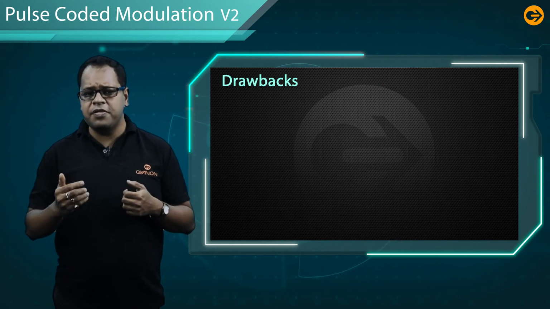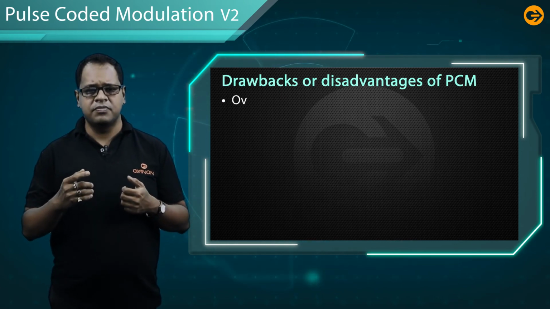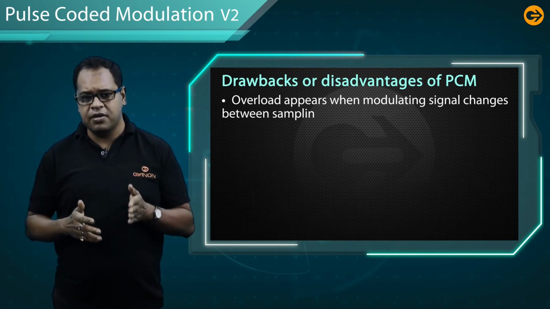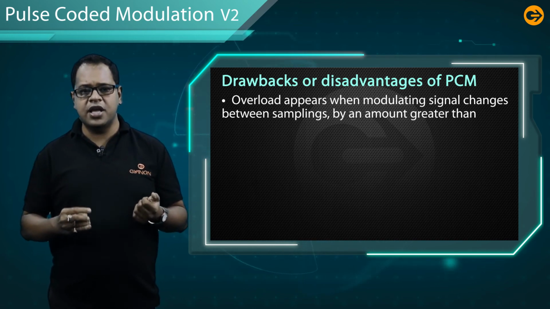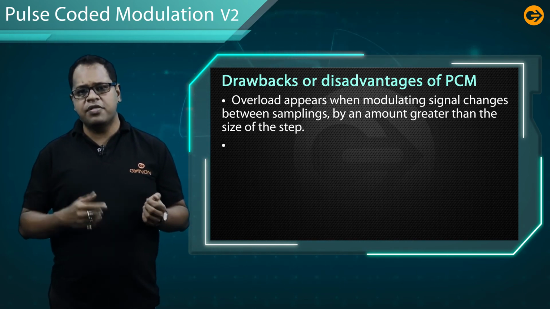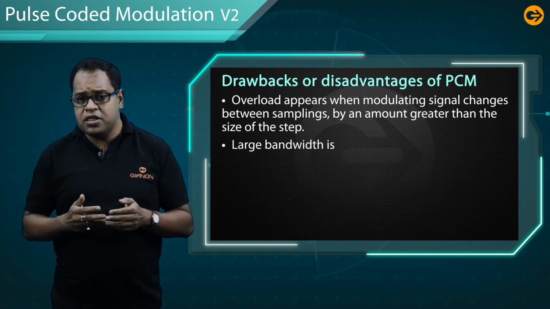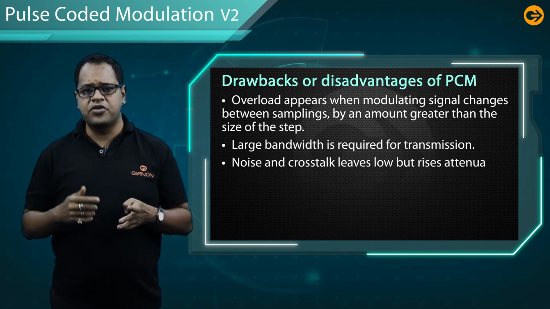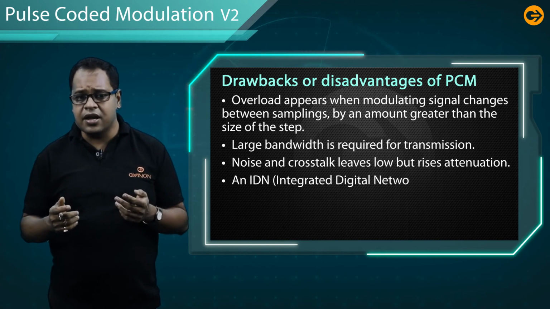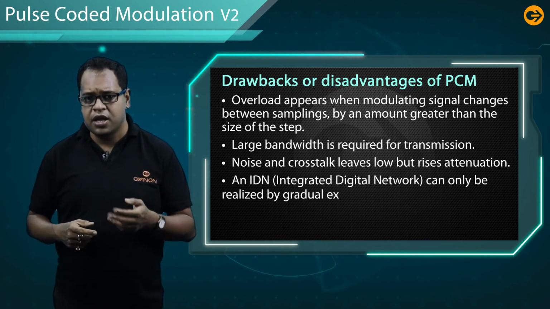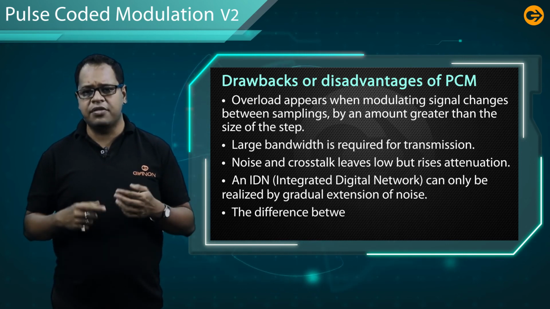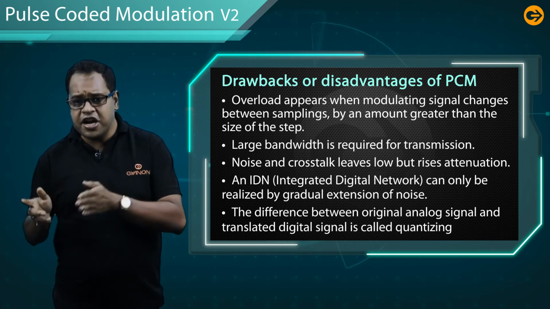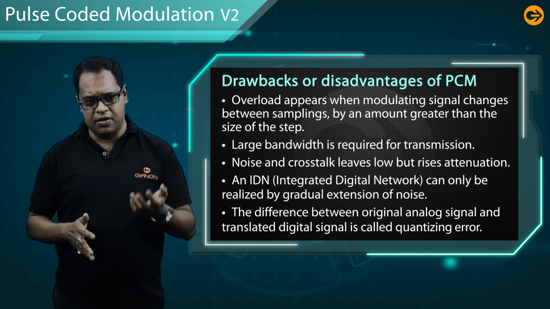Then what are the drawbacks of PCM? Overload appears when the modulating signal changes between the samplings by an amount greater than the size of the step. I think we have discussed this topic earlier. Large bandwidth is required for transmission. Noise and crosstalk are low but rise with attenuation. An IDN, that means integrated digital network, can only be realized by gradual extension. The difference between the original analog signal and the translated digital signal is called quantization error.